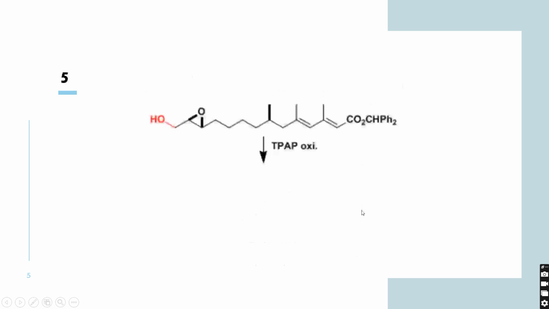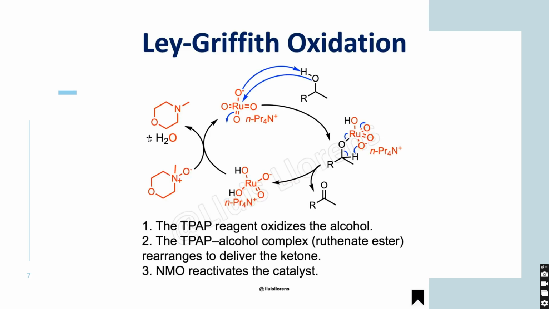Moving to the next question, this is also from the topic oxidizing agents. Here we have TPAP oxidation of this alcohol, which is labeled in red color. Let us go through the mechanism involved in TPAP oxidation, which involves the ruthenium metal. It is also known as Ley-Griffith oxidation. So what happens here? It starts from the attack of the alcohol present in the substrate at the ruthenium center.